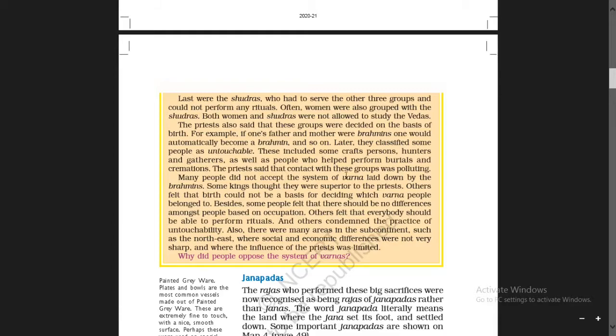Many people did not accept the system of varna laid down by the Brahmins. Some kings thought they were superior to the priests. Others felt that birth could not be a basis for deciding which varna people belong to. So some kings thought they were even more famous than the priests, but birth could not be the basis for deciding which varna people belong to.